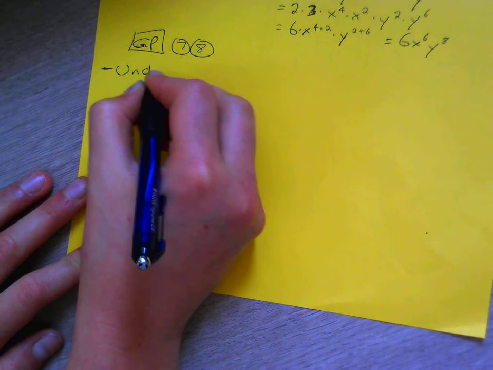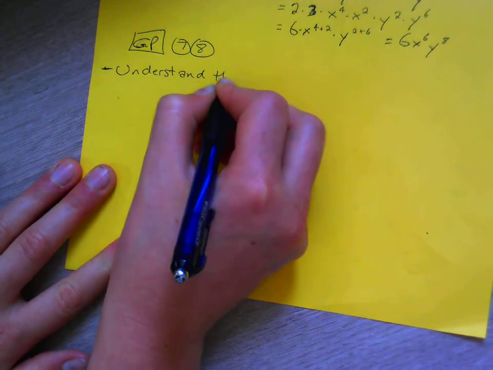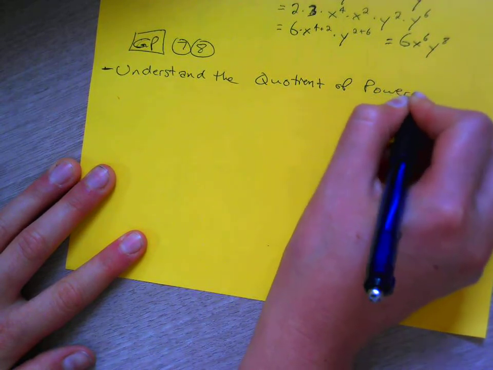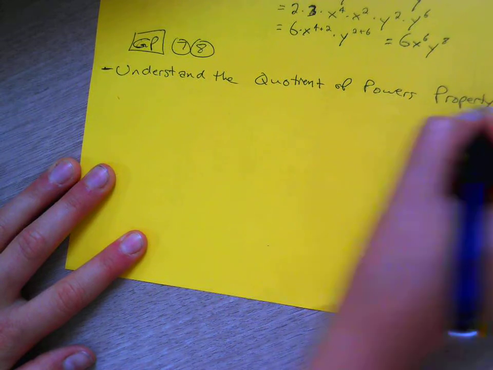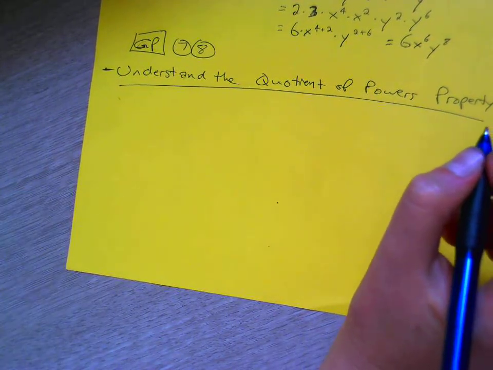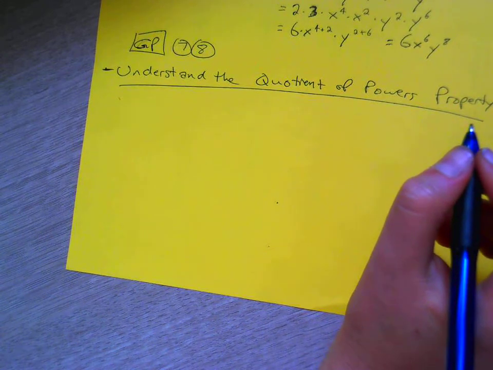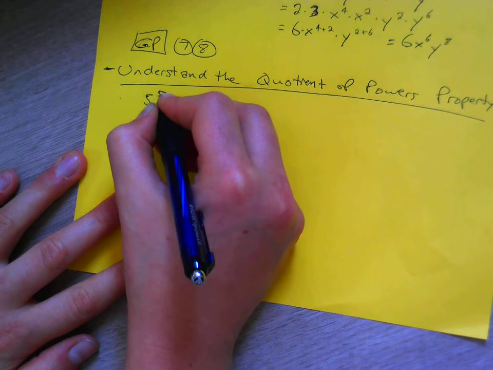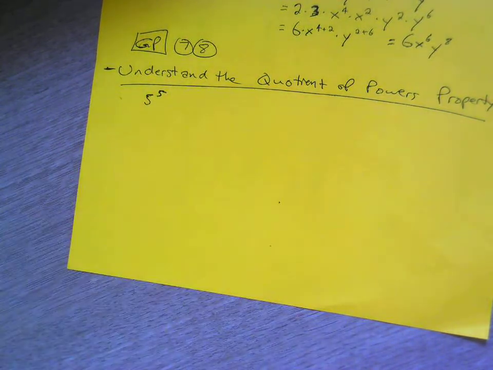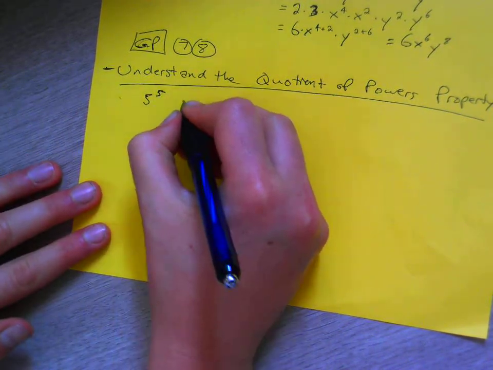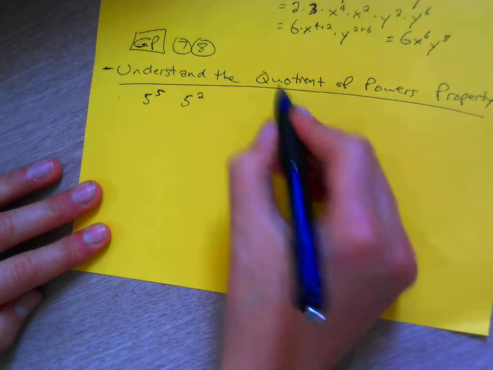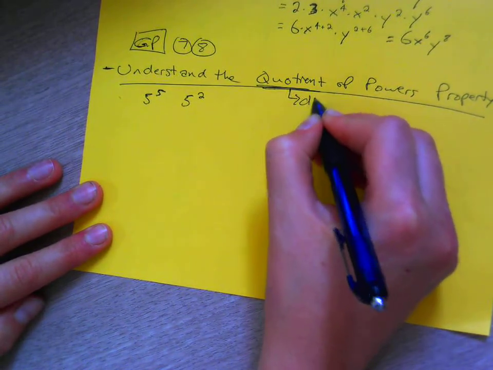Our next section, understand the quotient of powers property. You can see how the exponents in 5 to the 5th and 5 squared are related to the exponent in their quotient. We're going to see how they're related. Remember, quotient is divide.